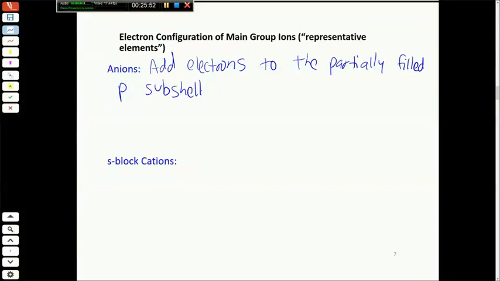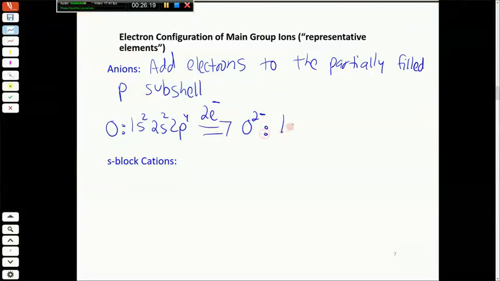As an example, if we have oxygen, the electron configuration from the periodic table is 1s2, 2s2, 2p4. We should know now that the 2p subshell can hold up to 6 electrons. There are 3 p orbitals, each can hold 2 electrons, so there's a maximum of 6. So when we form the oxygen 2- anion by adding 2 electrons, the configuration is 1s2, 2s2, and then we put the additional 2 electrons into the remaining spots in the 2p and make the 2p6 configuration, which is the same configuration as neon.